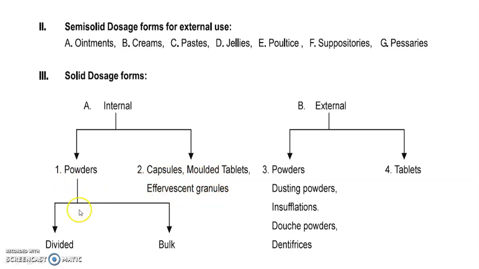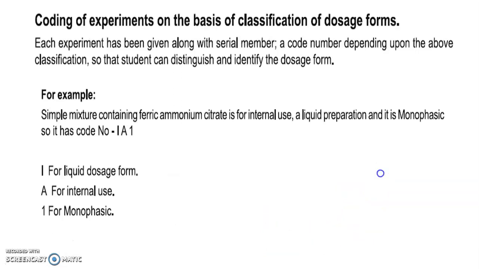In case of powder, it is divided into divided powders and bulk powders. Next, the external solid dosage form again has powders and tablets. In case of powder, there are dusting powders, insufflations, douche powders and dentifrices. And external, in case of the fourth type, that is the tablets.